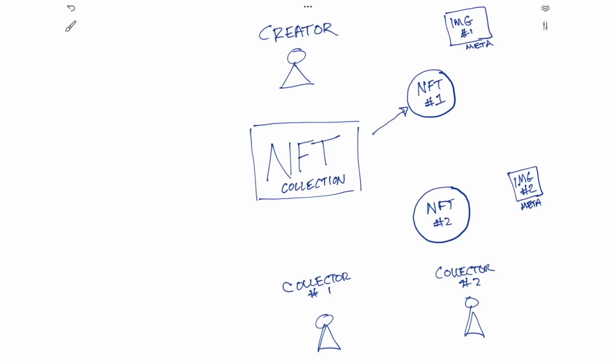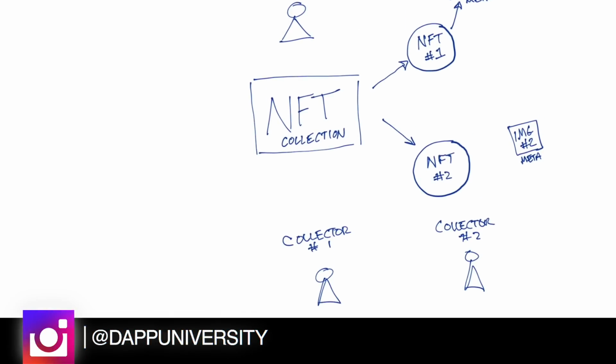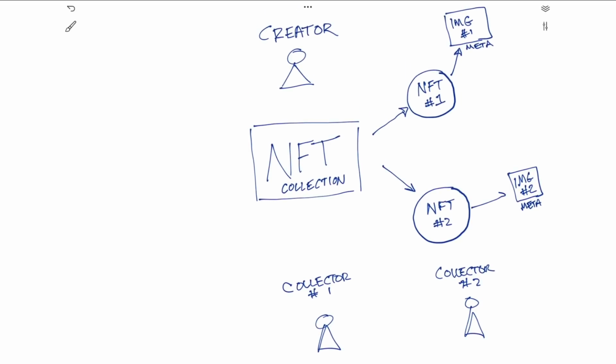We also keep track of where the image is located, because NFT images, the pictures you see, don't actually live on a blockchain. They typically live on something called IPFS, the interplanetary file system. Images are way too big to put on a blockchain. So the NFT collection smart contract keeps track of NFT number 2 all the way to NFT number 9,999, however many you have, and where those images are. The NFT collection is also responsible for keeping track of who owns the NFTs. So this NFT number 2 here might be owned by collector number 1.